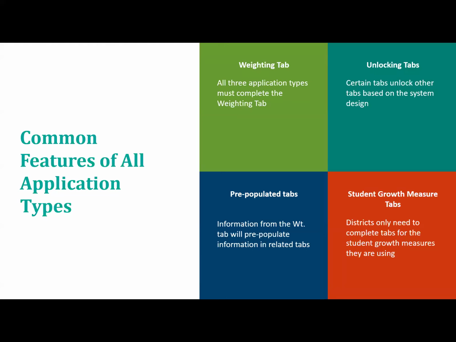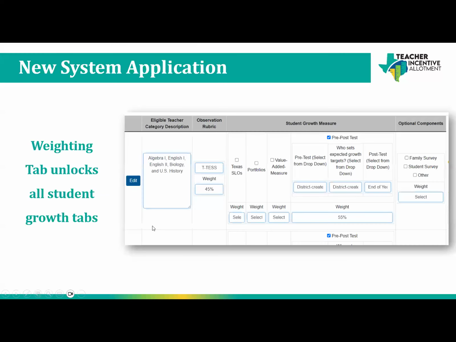They also have pre-populated tabs. All the information you put in your weighting tab will pre-populate other tabs. I'm going to demo that for you shortly, and that's really helpful so you don't have to enter information twice. They also have in common the student growth measure tab, where you only have to complete the student growth measures that you're actually using. So that's in common for all of them.